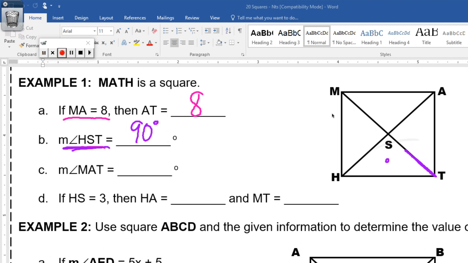Let's move on to the next question. The next question tells me that I want to know the measurement of angle MAT. Remember, we start at letter M, go towards A, that's my vertex, and then I have to come back down to T. So I want to know the measurement of this entire angle. Well, this is a square, so I know that every angle on a square has to give me 90 degrees. So MAT is going to be 90 degrees as well.